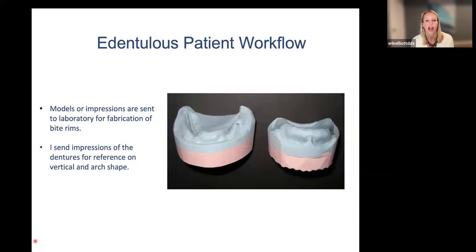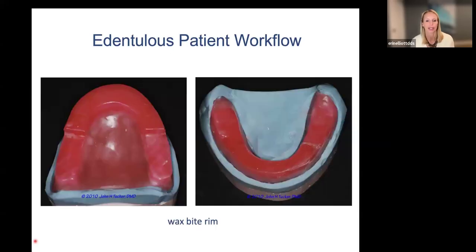So we have good edentulous impressions and models. I don't pour the models. I usually send that to the lab to do. They have all of the machinery to make them really non-porous and do the bases and all of that. I gave up on lab work probably in 2004 when I graduated. We send them to the lab for the bite rims. And then I do send impressions of the dentures for reference on vertical and arch shape.